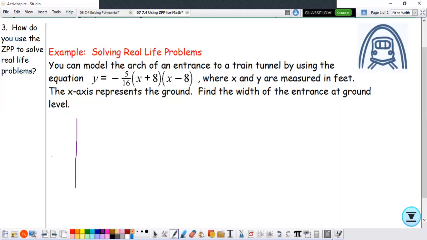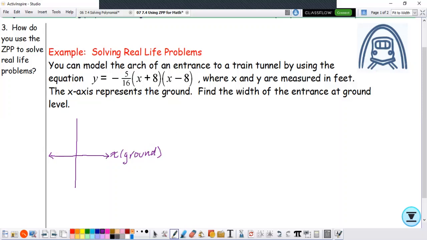So I'm just going to quickly sketch it. So here's our x-axis, which is the ground. Find the width of the entrance at ground level. So we need to solve for our roots. We need to solve for x.